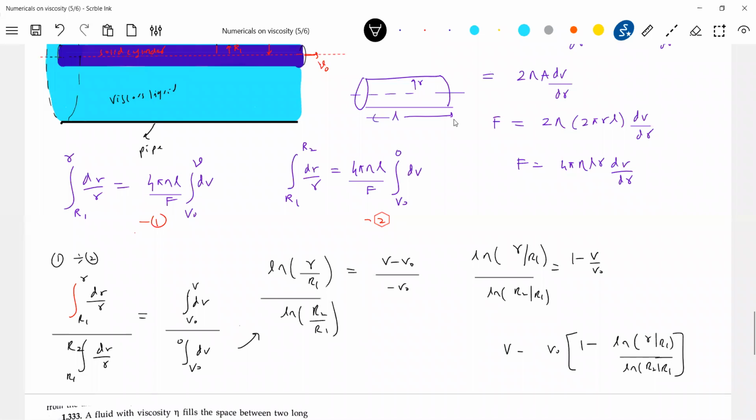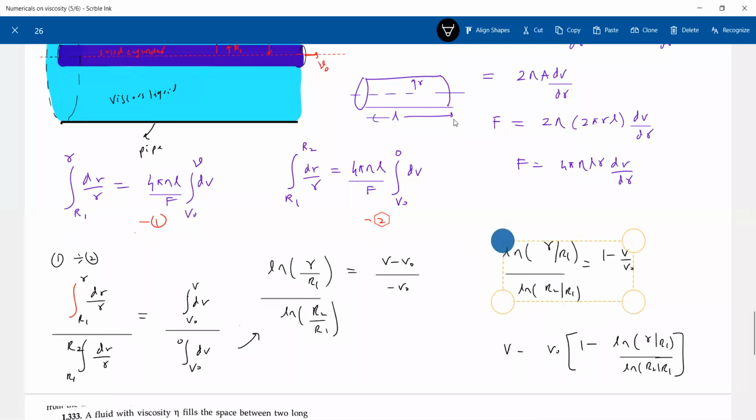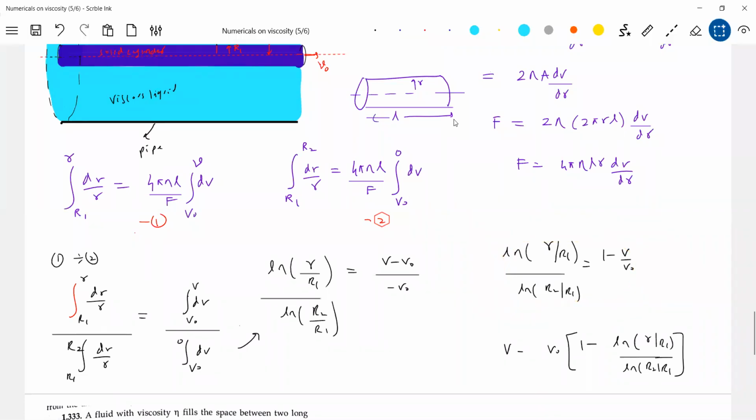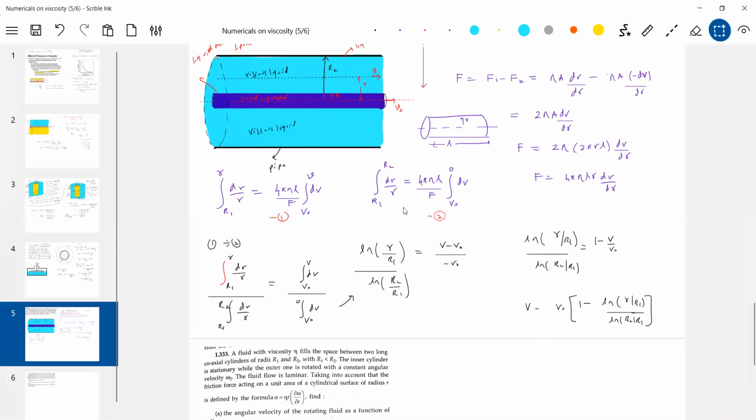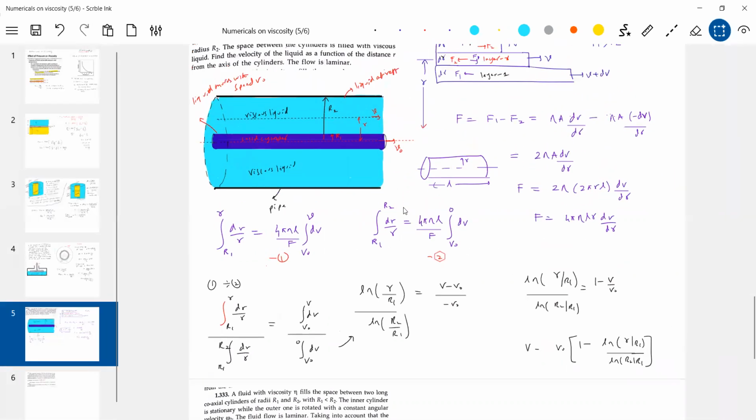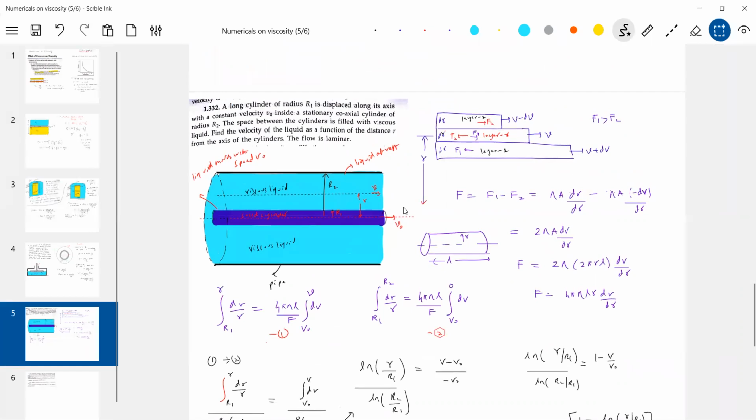Okay, so there's one basic condition we can put. These are all geometry-based observations. You should be very good at observation here. There's no new concept. Everyone knows F equals eta A dV by dr. This diagram is very important. There's a layer at a distance r, and this is how the forces are acting. This is the thinking.